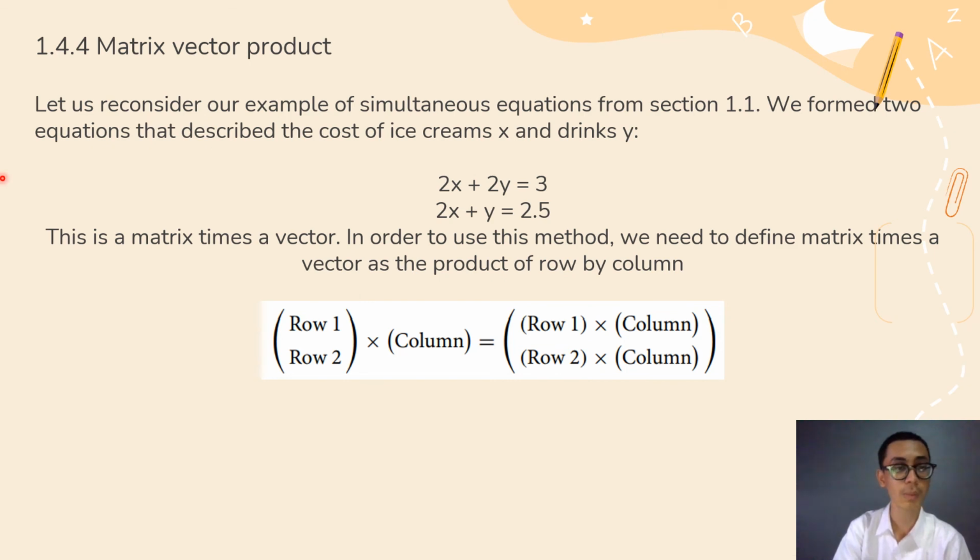Next, 1.4.4 Matrix vector products. Let us reconsider our example of simultaneous equations from section 1.1. We formed two equations that describe the cost of ice cream X and drinks Y. This equation is a matrix times a vector. In order to use this method, we need to define a matrix times a vector as a product of row by column. This one.